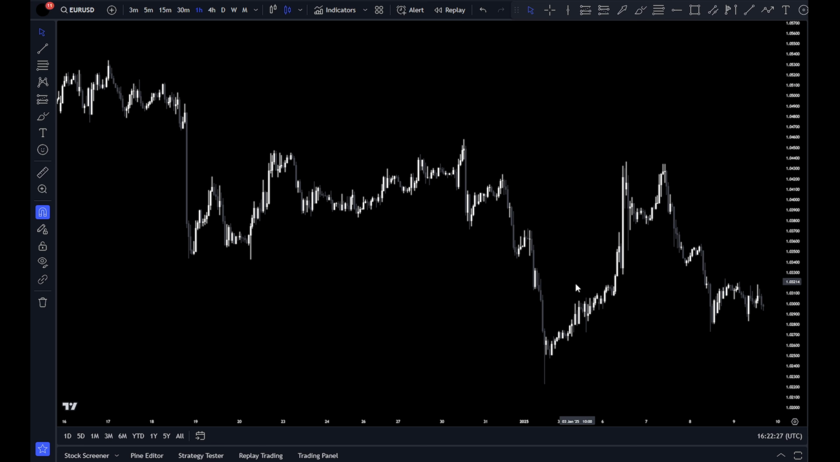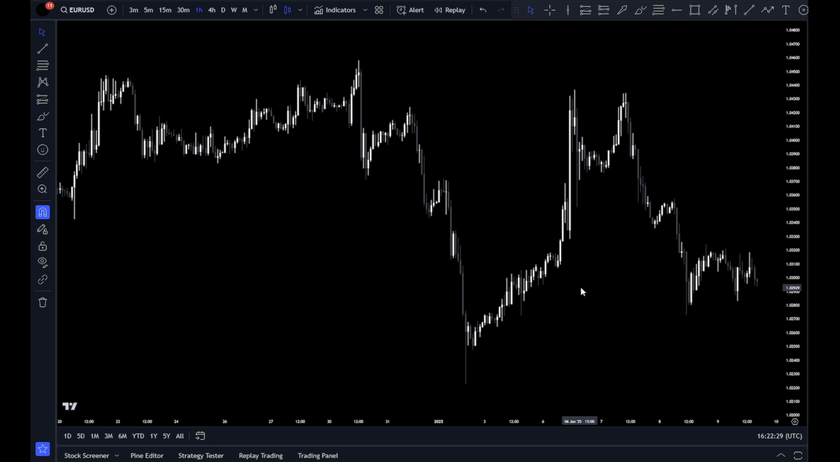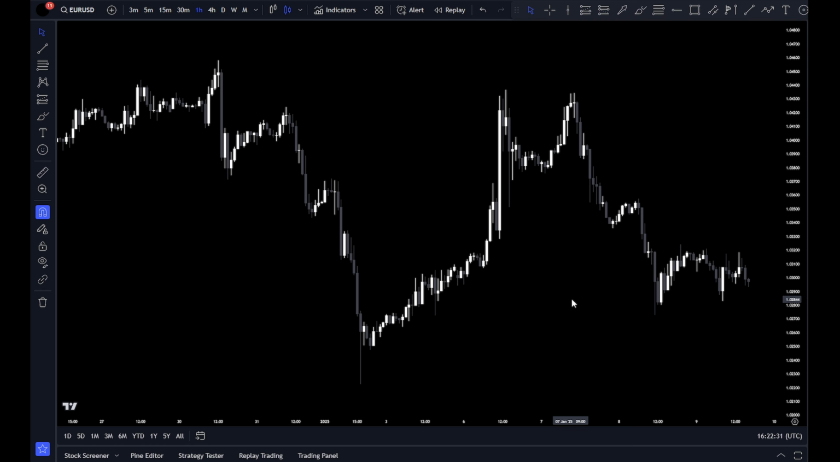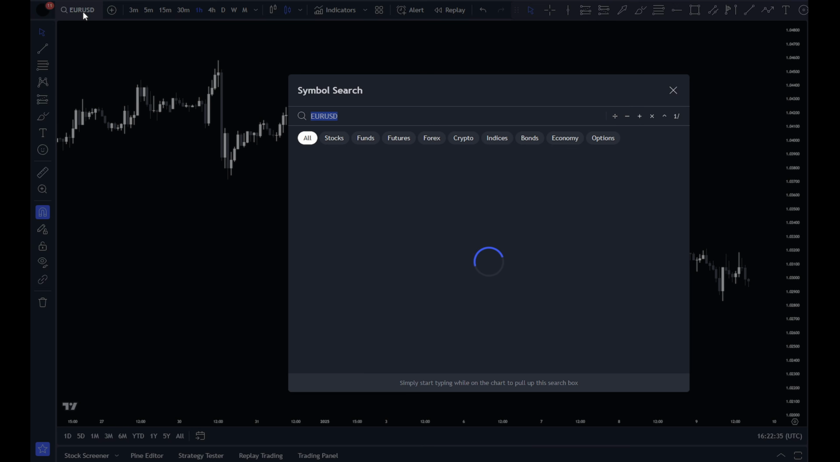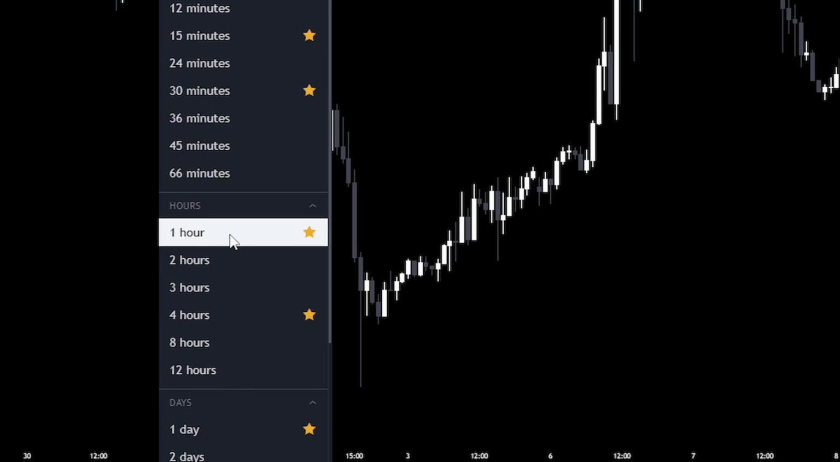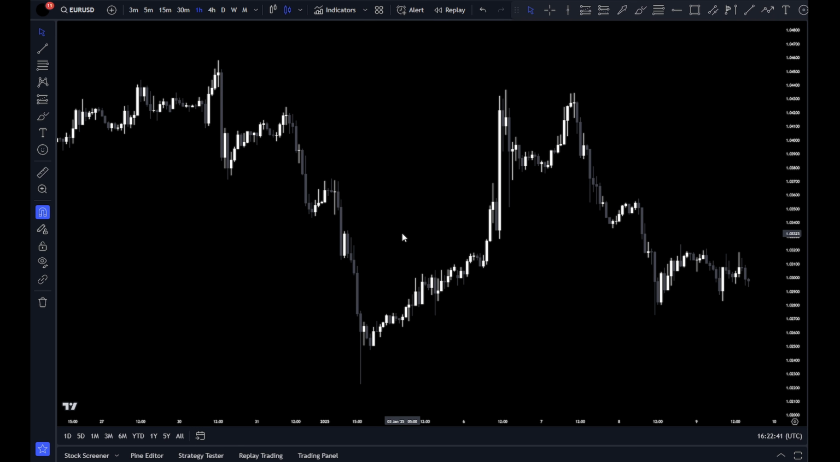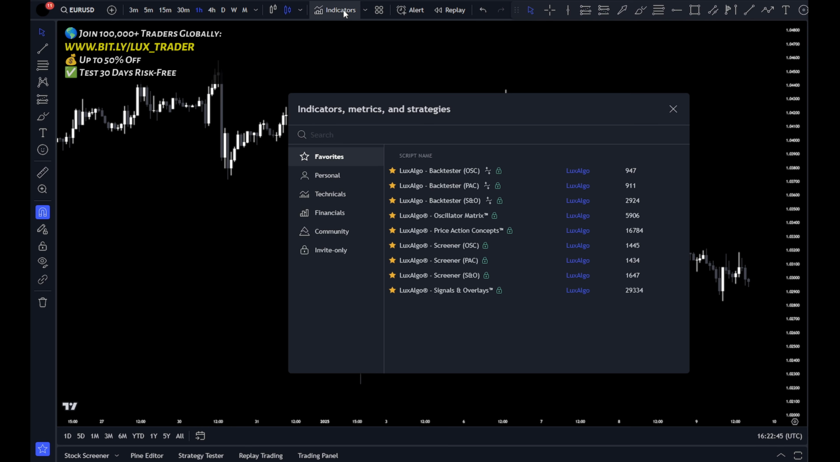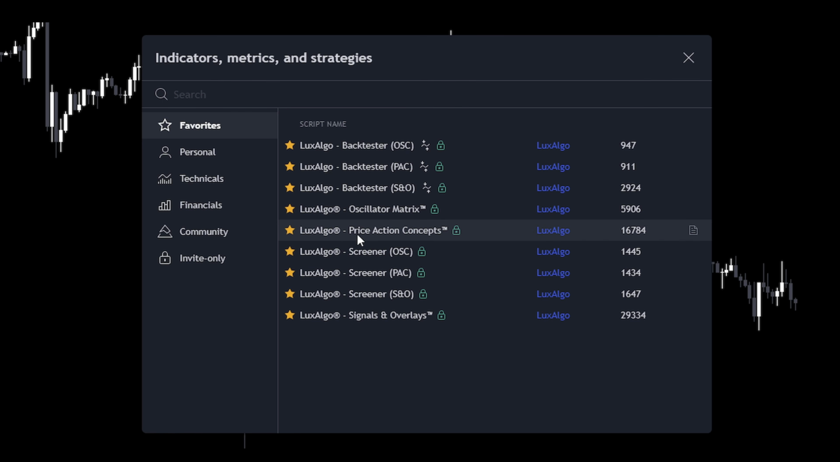To get started, we need to set up our indicators on TradingView, the platform I'll be using for this strategy. First, load the trading security you want to work with. I'm using the hourly time frame for EURUSD, as it's ideal for swing trading. Now, let's add the indicator. To add the indicator to your chart, click on Indicators and search for Price Action Concepts by LuxAlgo.